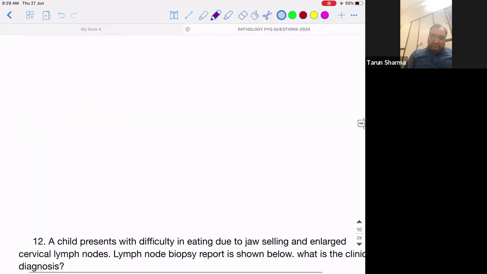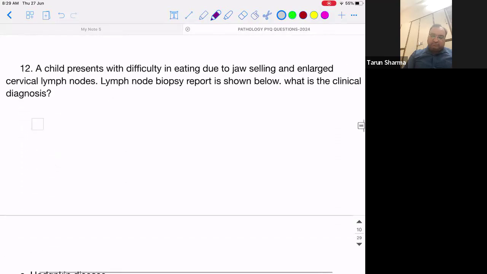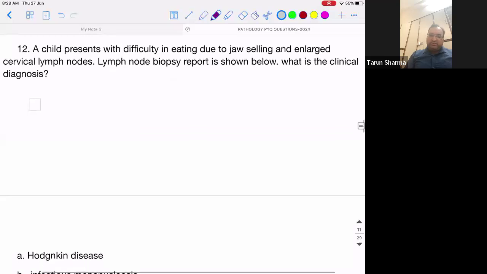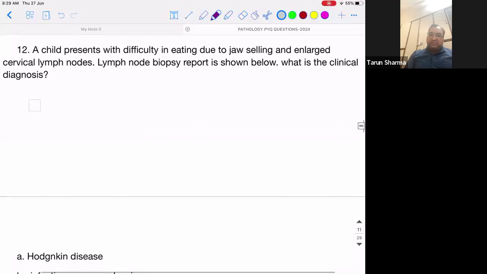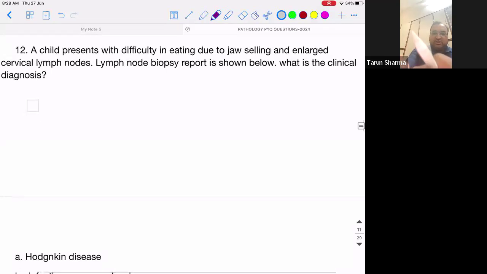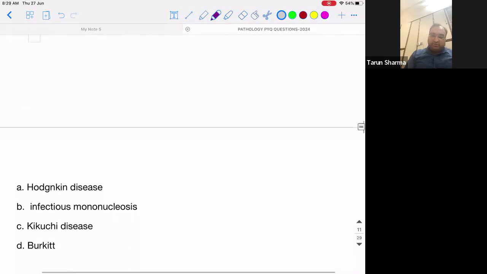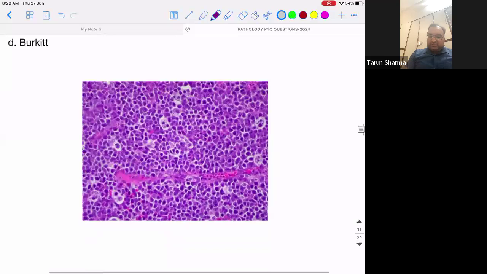Last question. A child presents with difficulty in eating due to jaw swelling. Enlarged cervical lymph nodes are there, and a lymph node biopsy is given to you. So the first thing is the age is childhood. The sign is jaw swelling, enlarged cervical lymph nodes, and the cervical lymph node biopsy is given. This is the biopsy picture.